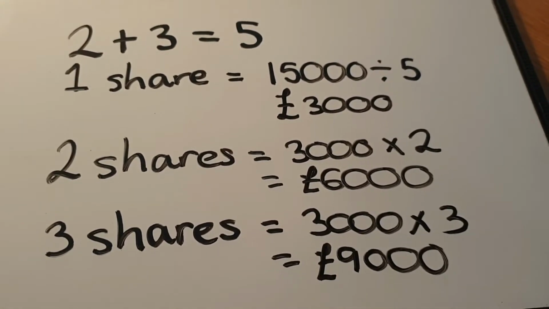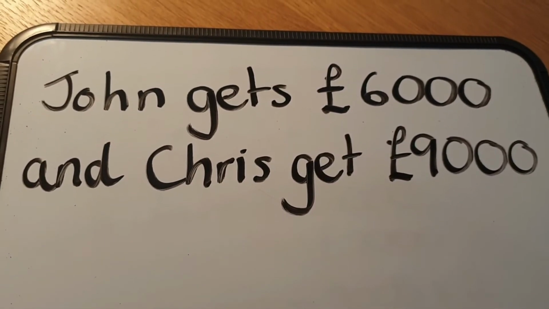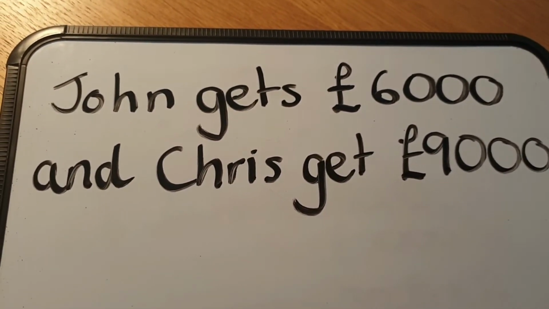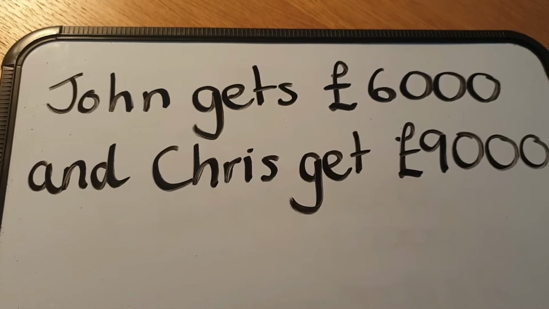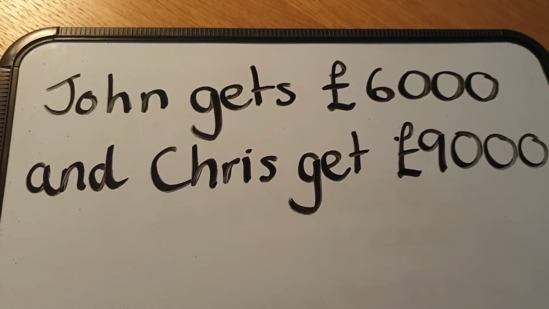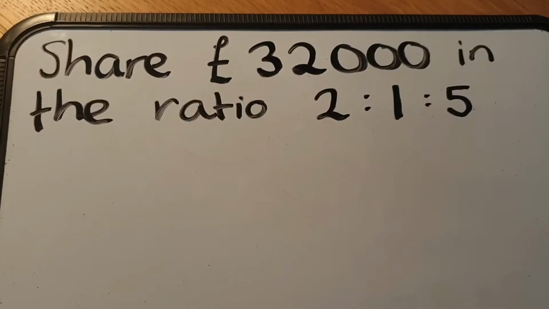And finally, we just have to write our sentence. So we just have to explain who gets what. So John gets £6,000 and Chris gets £9,000. And that would be, you answered that question.